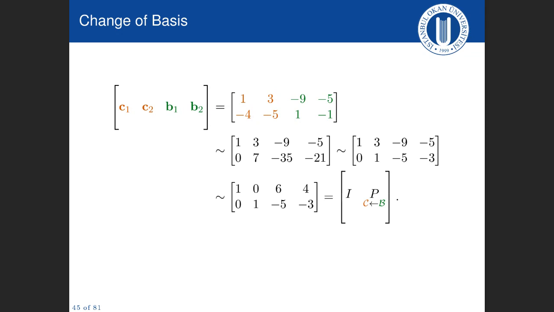This is row equivalent to 1, 0, 6, 4, 0, 1, minus 5, minus 3. So that's the identity matrix on the left, and then a 2 by 2 matrix on the right. And it's this 2 by 2 matrix on the right which we want, because the 2 by 2 matrix on the right is the change of coordinates matrix from B to C. So the answer to this question is the change of coordinates matrix P from B to C is the matrix 6, 4, minus 5, minus 3.